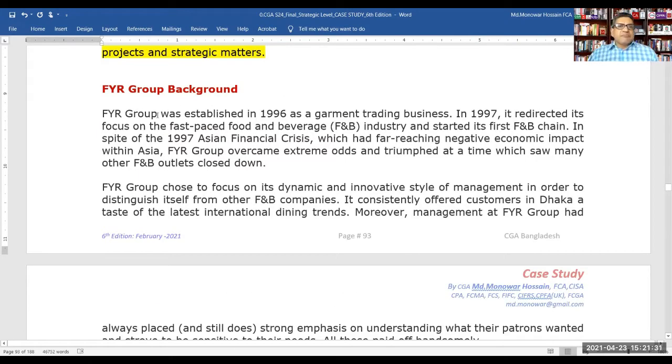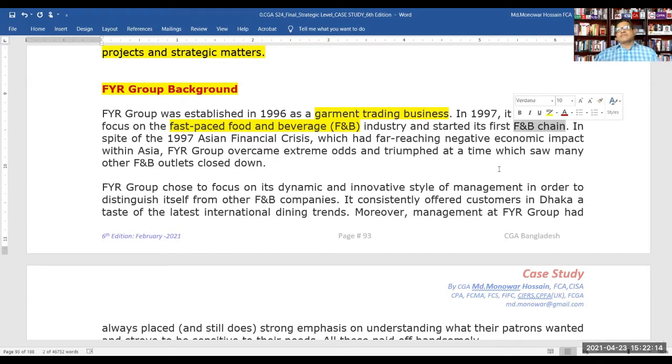Then the background of that group or company is the fundamental phenomenon here. The FIR group was established in 1996 as a garment trading business. In 1997 it redirected its focus to the first piece, food and beverage. Firstly, it started the garments trading business. Then after 1 year of the establishment, they focused on the food and beverage industry, and it started its first food and beverage chain. That means a few shops, a chain market.